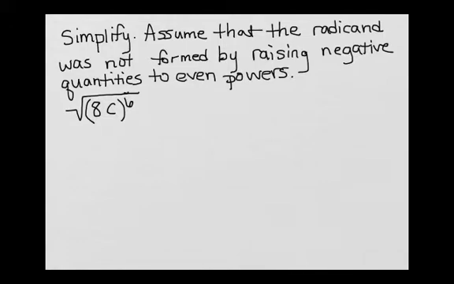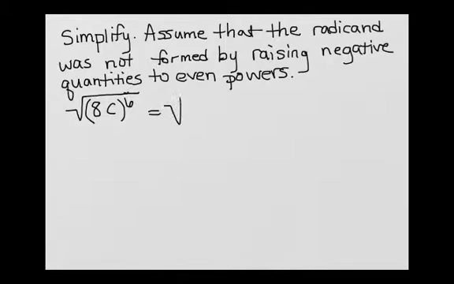In this video, we're going to do the following problem. Simplify. Assume that the radicand was not formed by raising negative quantities to even powers. And the problem we're given is the square root of 8c all raised to the 6th power.